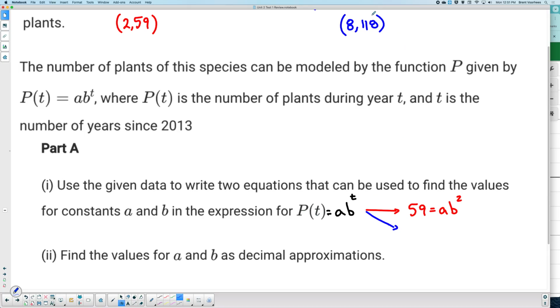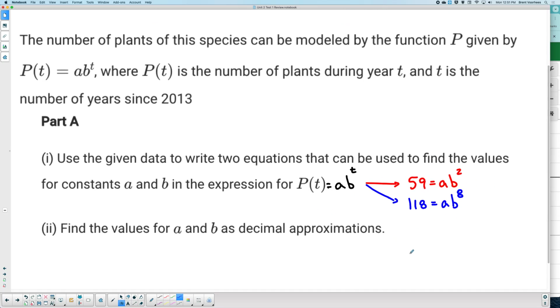The second equation, how many plants are there right here? 118 equals a times b to the power of 8, which is our time. So on this type of free response question, that first one is the only part you don't need a calculator for. Everything else you do.